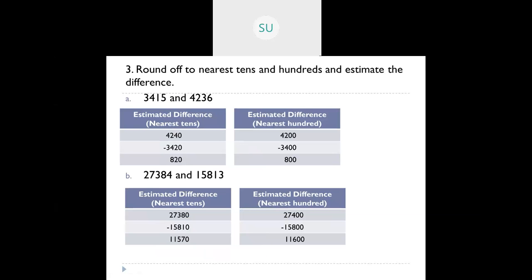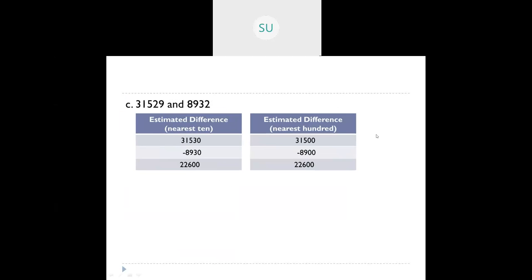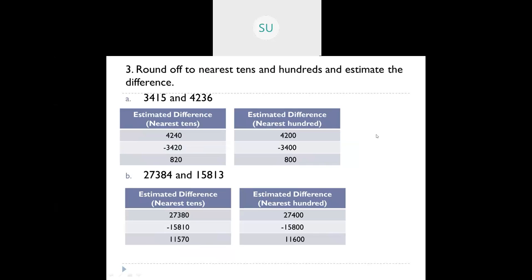Now moving on to question number 3, A1. Let's see what is question number 3. Round off to nearest tens and hundreds and estimate the difference. So they're telling tens and hundreds. First we'll find estimated difference by rounding off to nearest tens. Then by rounding off to nearest hundred, you'll get the estimated difference for that. So you have to find two separate answers. Here again, we are not doing actual because they've not asked for it.